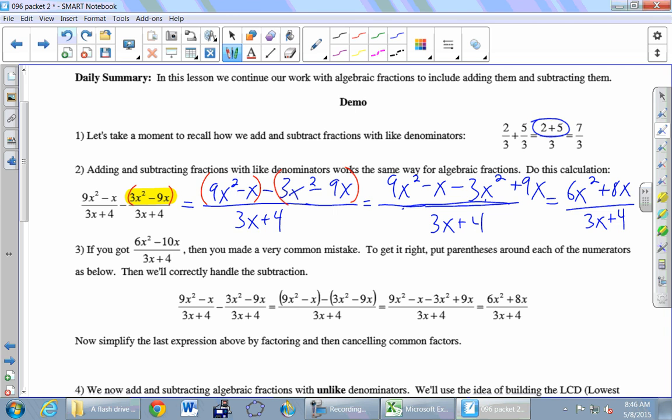In the same way that you would never give me a final answer of 6 over 8, what would you say instead? You would say 3/4, right? You would never leave 6 over 8. We have to start looking at our new complicated fractions, the algebraic fractions. We have to look to simplify them every time before we put our final answer down.